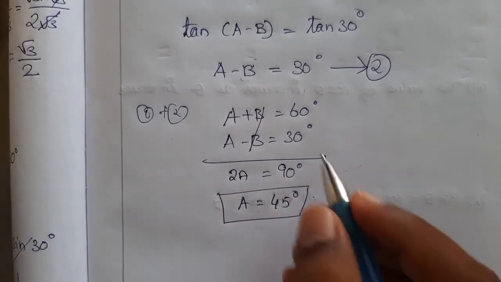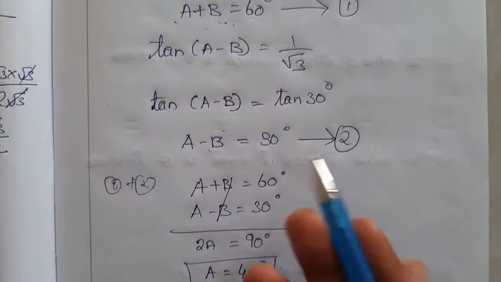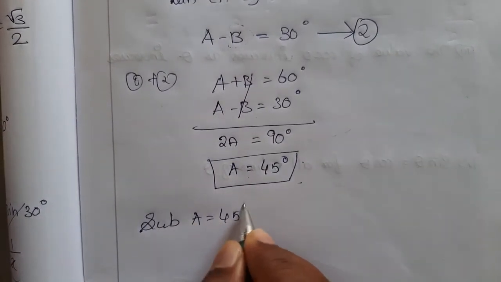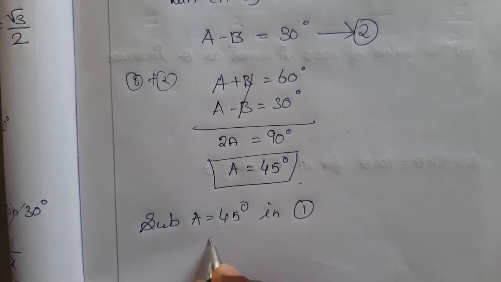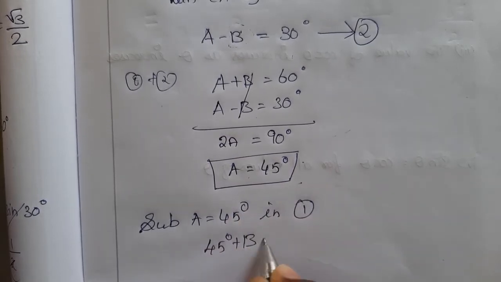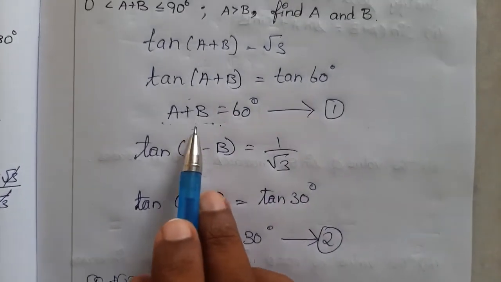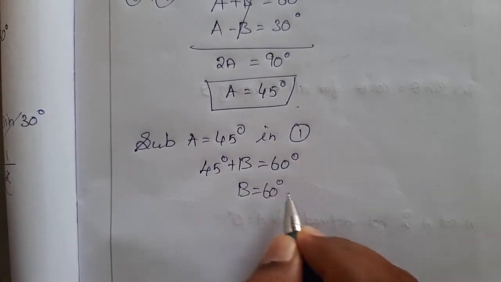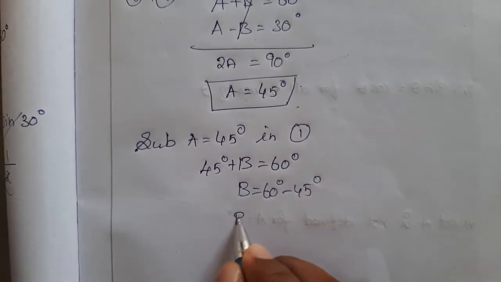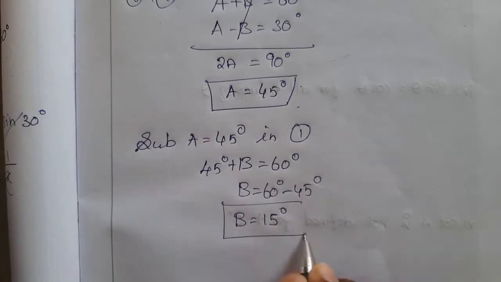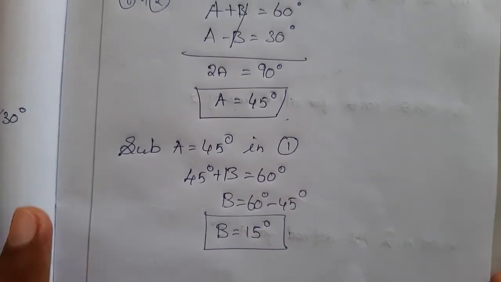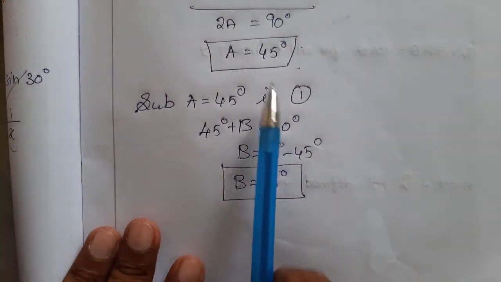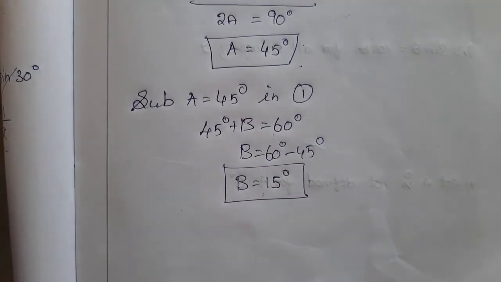Clear? So now we substitute a is equal to 45 degree in the first or second equation. Substitute a is equal to 45 degree in equation 1. So 45 degree plus b is equal to 60 degree, that is for the first equation, right? So b we will be getting as 60 degree minus 45 degree. So b is equal to 15 degree. So this is our answer. As per the question also, you can see a is greater than b, right? A is 45 and b is 15, and a is greater than b.